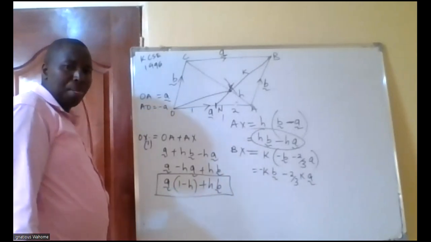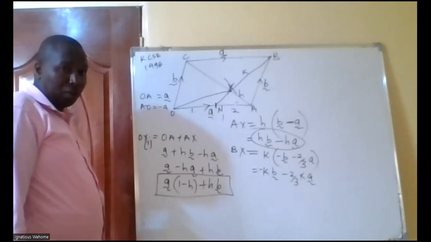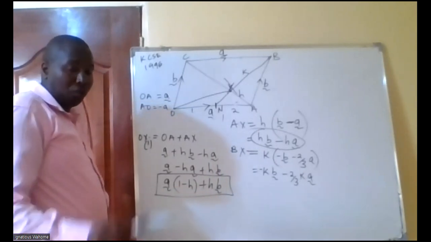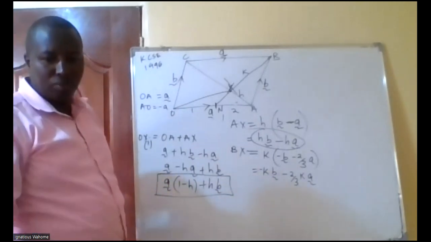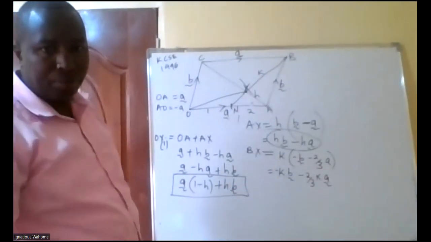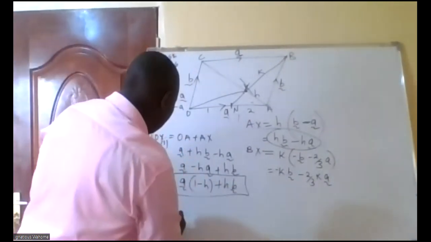Then from there, you find your OX2. Express your OX2 now, passing through BX.